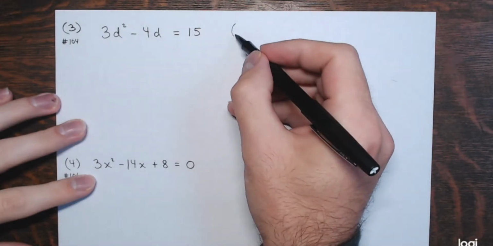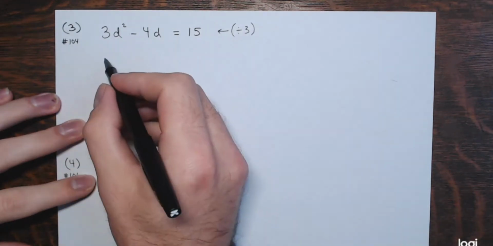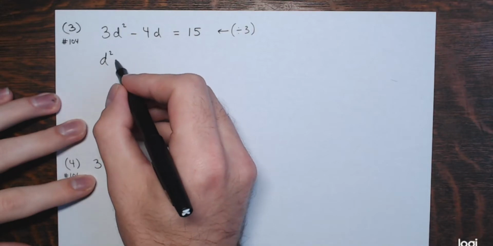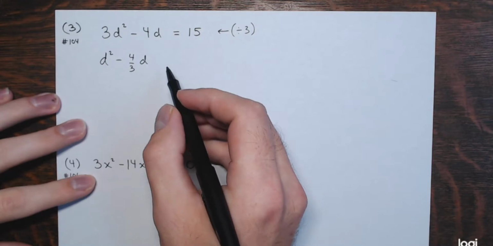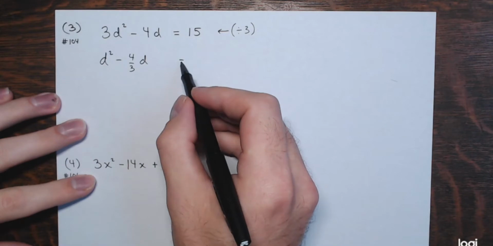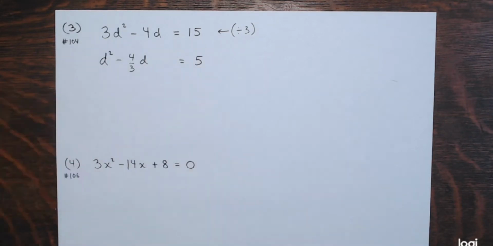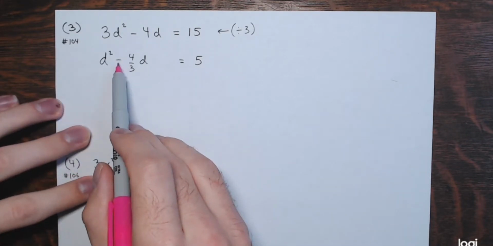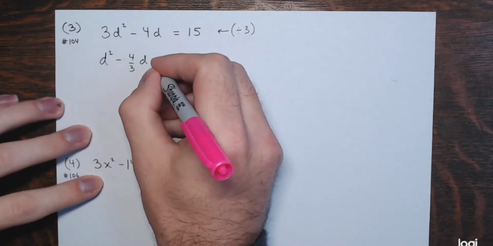Right, so let's write this here, divided by 3. So that gives me d squared minus 4/3 times d. And then I'm going to leave some space because I can complete the square on these terms now, equals, and then 15 divided by 3 is 5. Now comes the completion of the square. Half of negative 4/3 is negative 2/3. Squared would be positive 4/9.